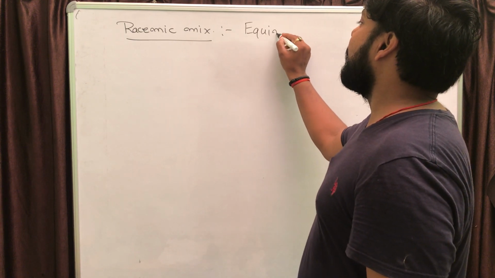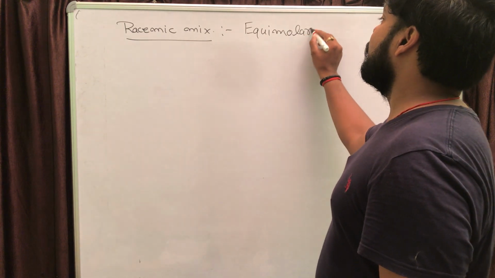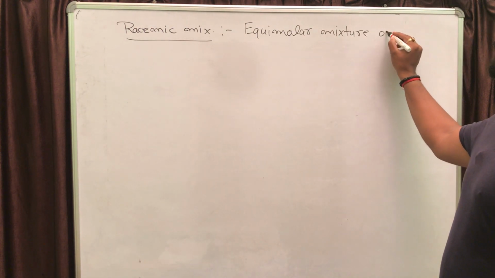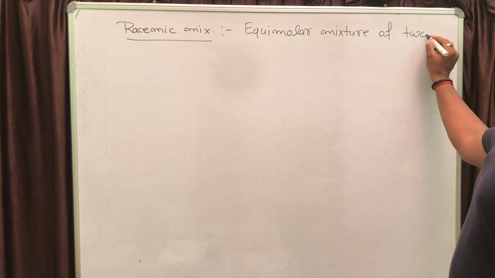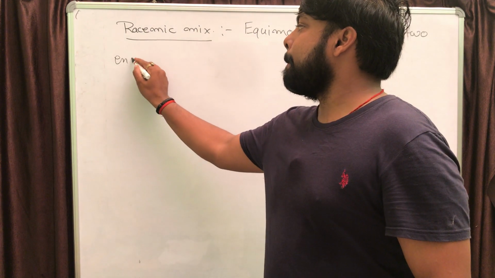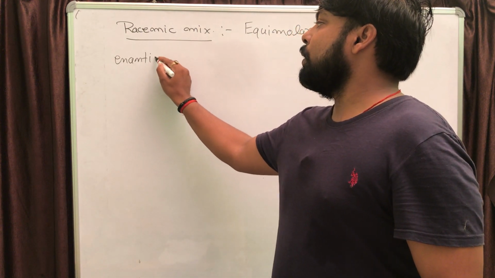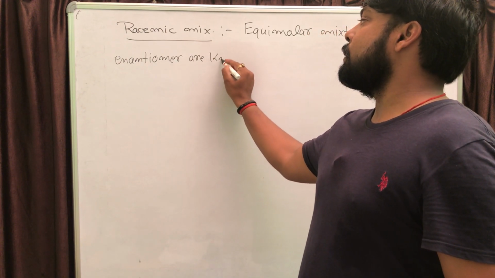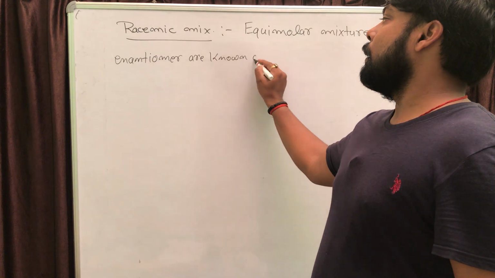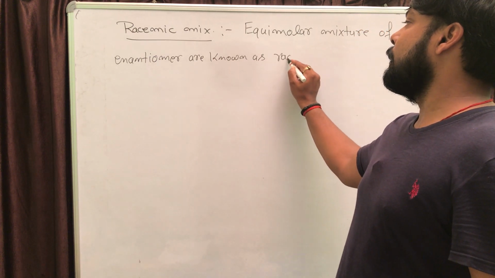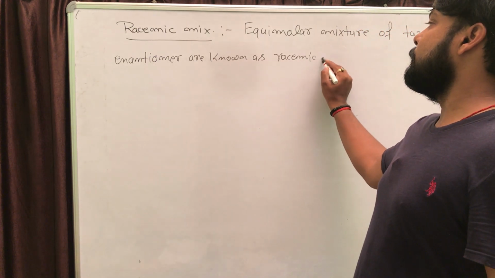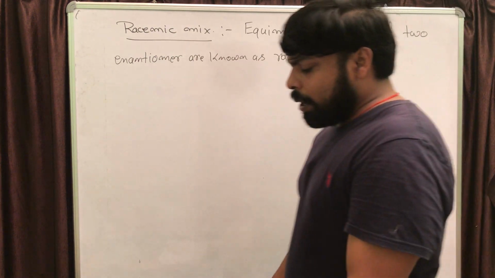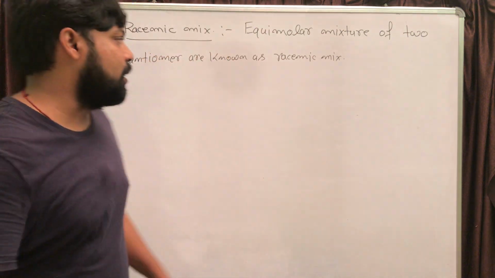An equimolar mixture of two enantiomers is known as a racemic mixture, right? Now, a racemic mixture is optically inactive.